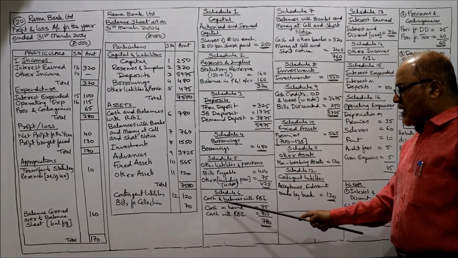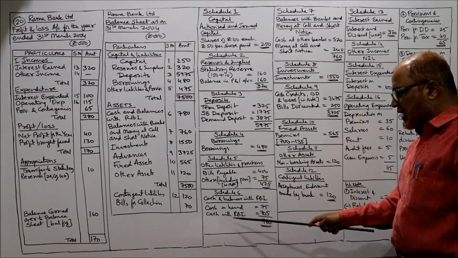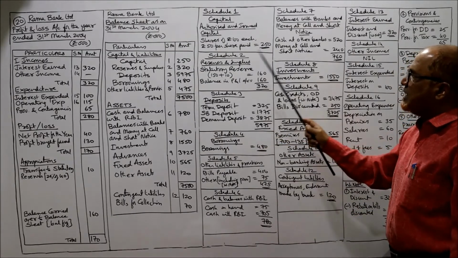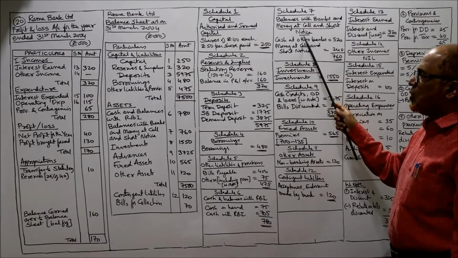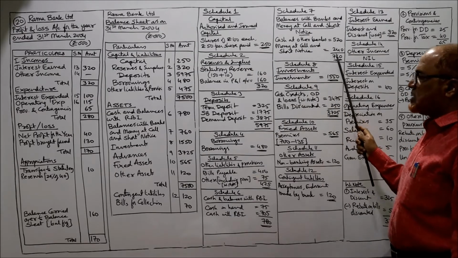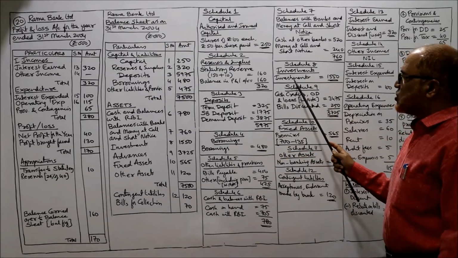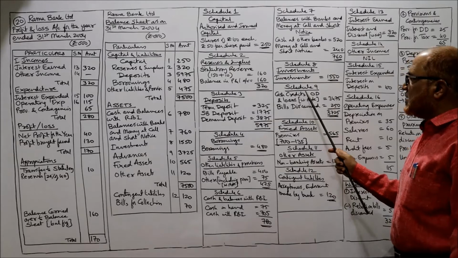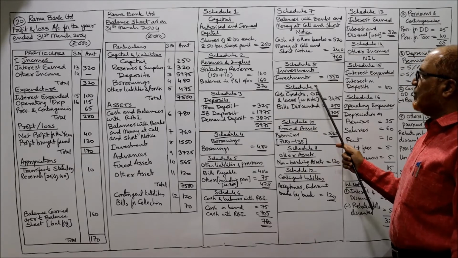6th schedule, cash and balances with RBI. Cash in hand, cash with RBI. No adjustment, nothing. 780. Then balances with banks, money at call and short notice. No adjustment. 760. Investments. No adjustment. 1,550. Advances. Advances we have taken from schedule number 9.